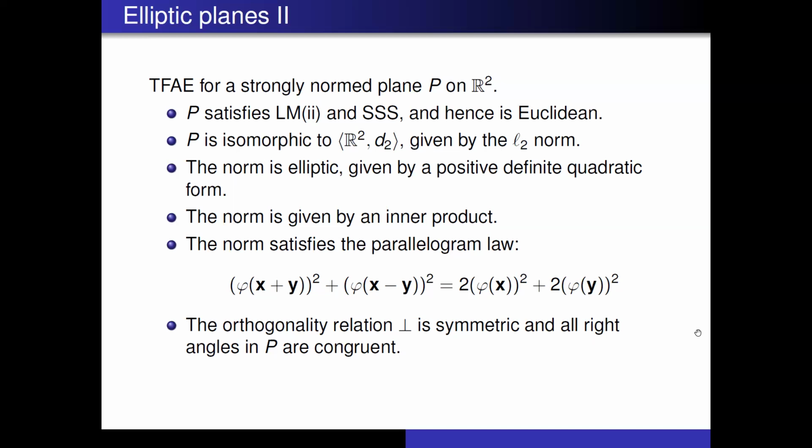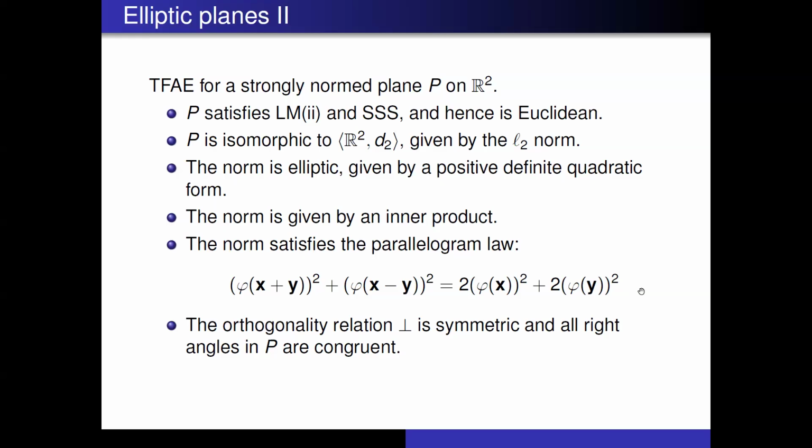Then one of my favorite theorems from linear algebra second semester is that this is equivalent to the parallelogram law. That if you take two vectors and you look at the norm of x plus y squared and the norm of x minus y squared, you get twice the norm of x squared plus twice the norm of y squared. Okay, this is not trivial. But it's in a lot of advanced linear algebra books.